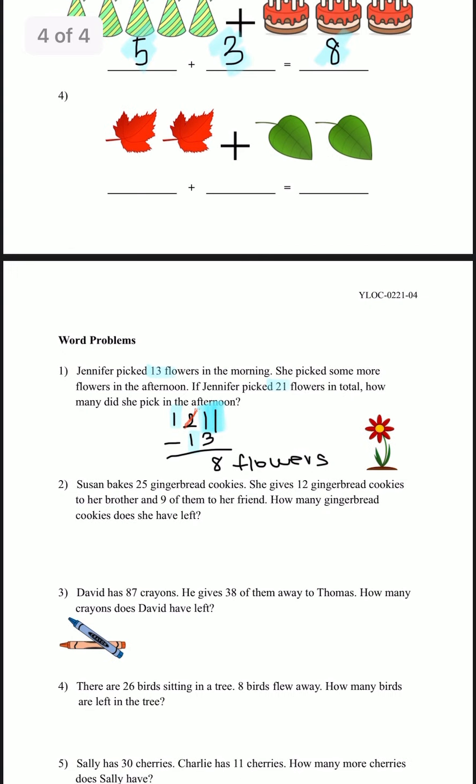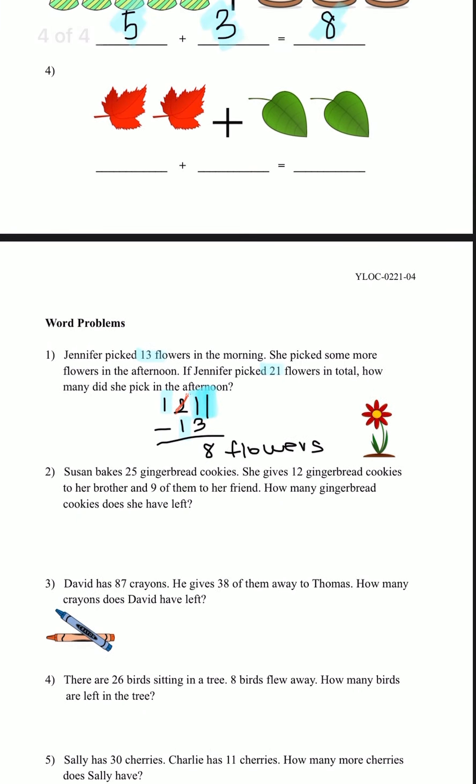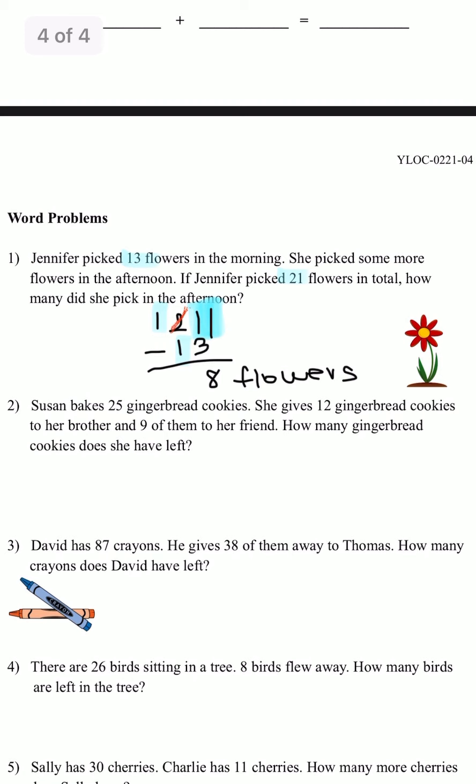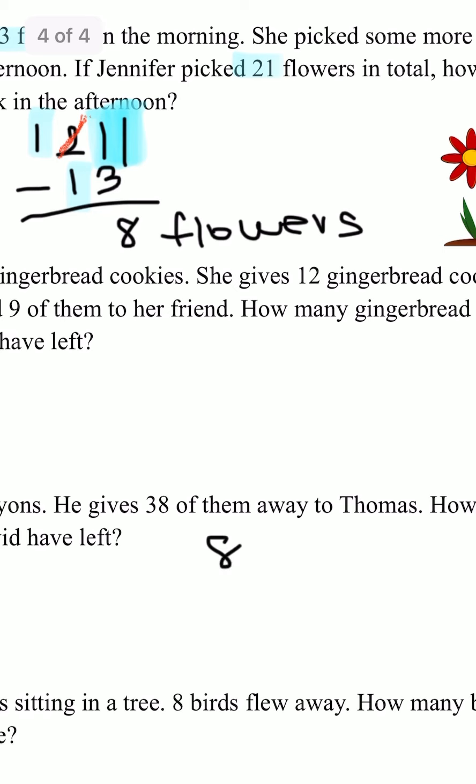Now we're going to try one more. We're going to do number 3. David has 87 crayons. He gives 38 of them to Thomas. How many crayons does David have left? We're going to do 87 minus 38 because he gives 38 away.